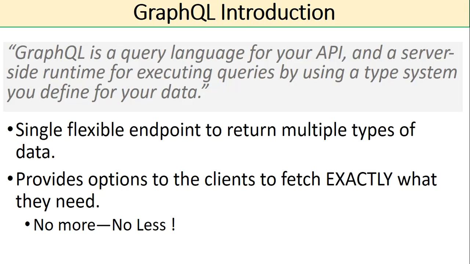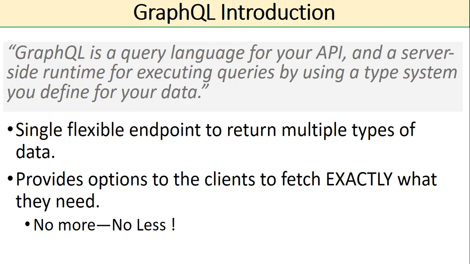So at a high level, if we talk about GraphQL in general, here is the official definition of GraphQL. GraphQL is basically a query language for your APIs and a server-side runtime for executing queries by using a type system you define for your data.